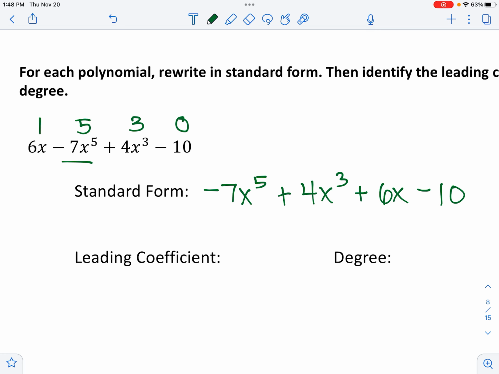Okay. Now, my leading coefficient is simply the number in the very front. My coefficients are negative 7, 4, 6, and negative 10.